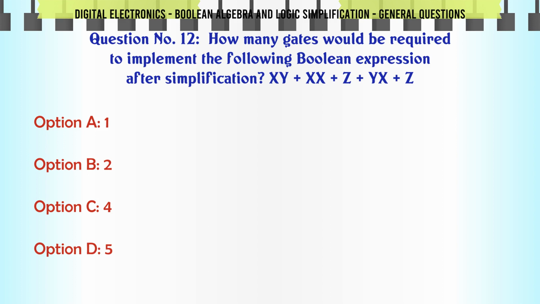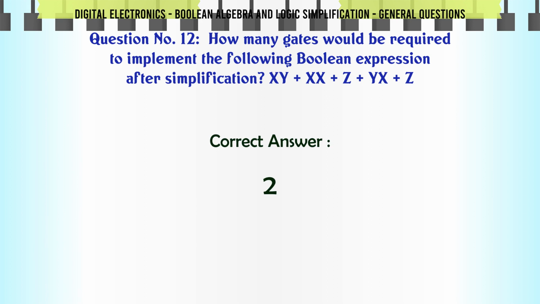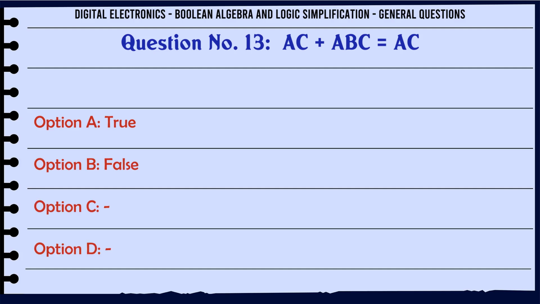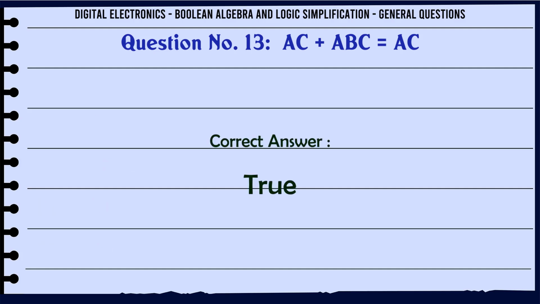How many gates would be required to implement the following Boolean expression after simplification: XY, XXZ, YXZ? A1, B2, C4, D5. The correct answer is 2. AC, ABC, AC: A true, B false. The correct answer is true.